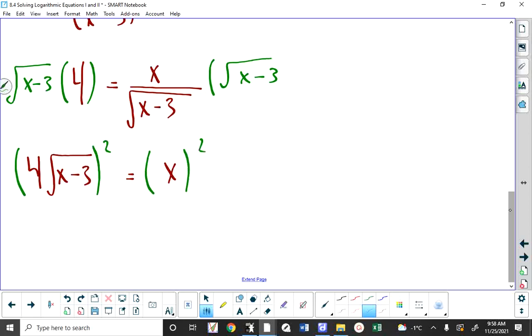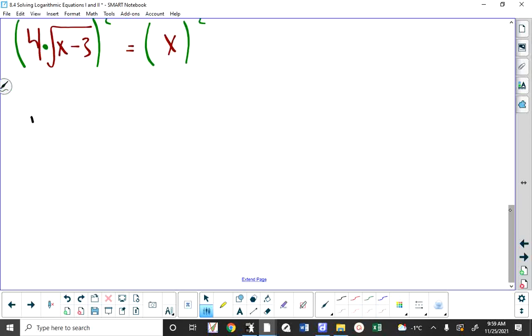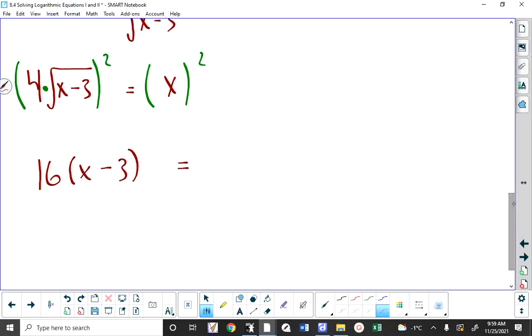I don't think you have to divide both sides by 4 before you square it. Well, I know you don't, but my suggestion is don't do it. Just do it from here. When I square a product, I have to square each of the factors. So I have to square the 4 to get 16. I have to square the root of x minus 3, which gives me x minus 3. And then on the other side, I'm squaring x, which gives me x squared.